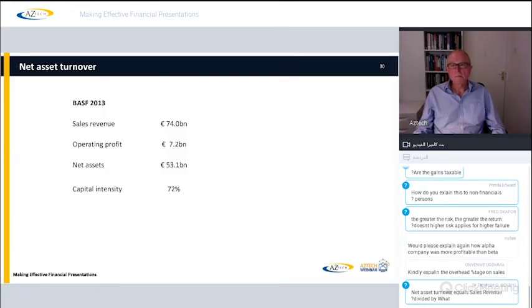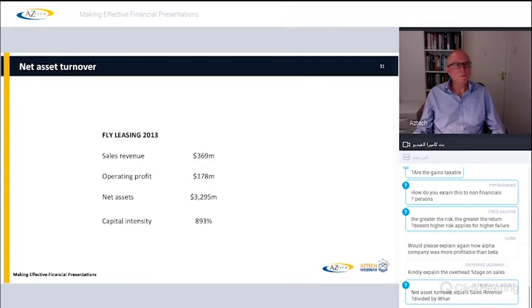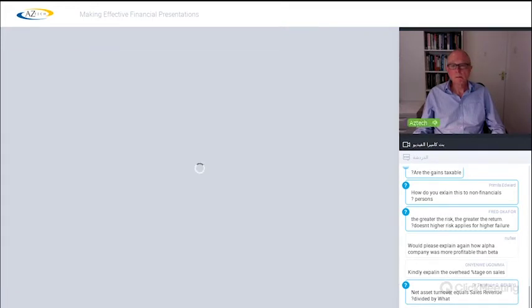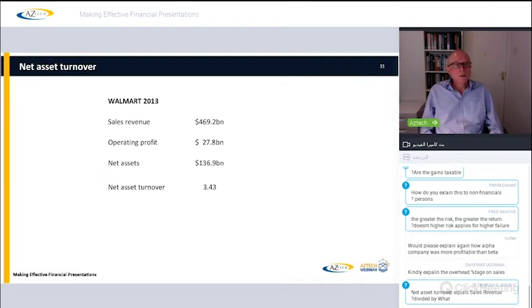Let's go back to the Walmart slide. So in 2013, Walmart's sales revenue was $469 billion. Its net assets were $136.9 billion. If you divide the sales revenue, 469 billion, by net assets, 136.9, you get the net asset turnover figure of 3.43. That's where net asset turnover comes from.